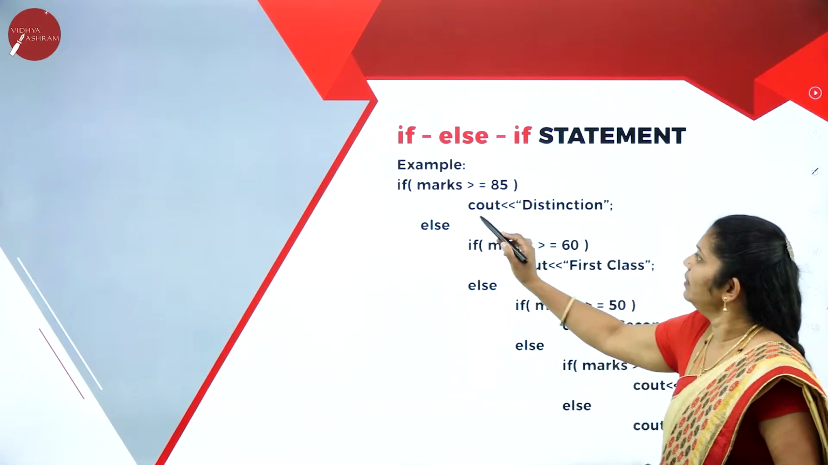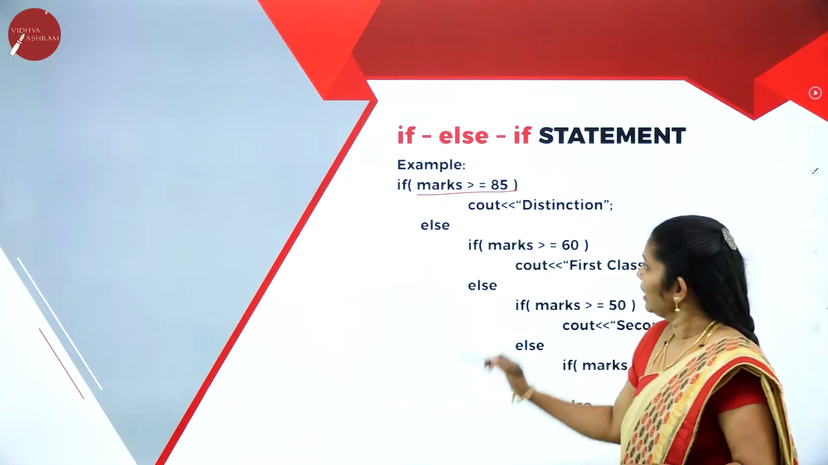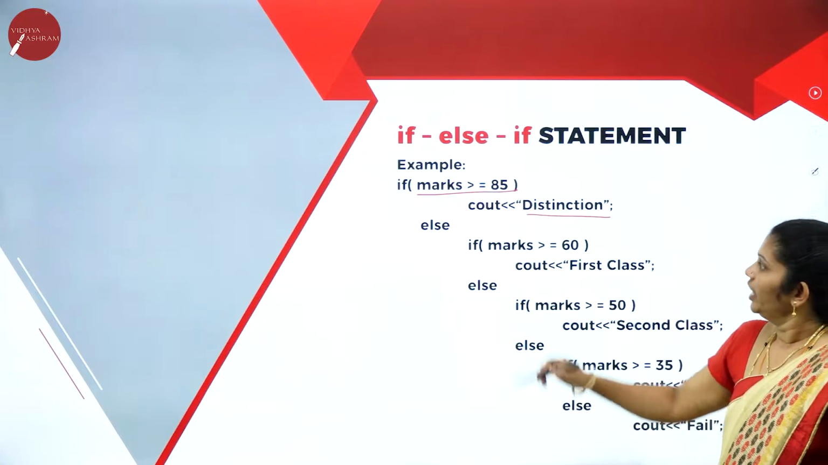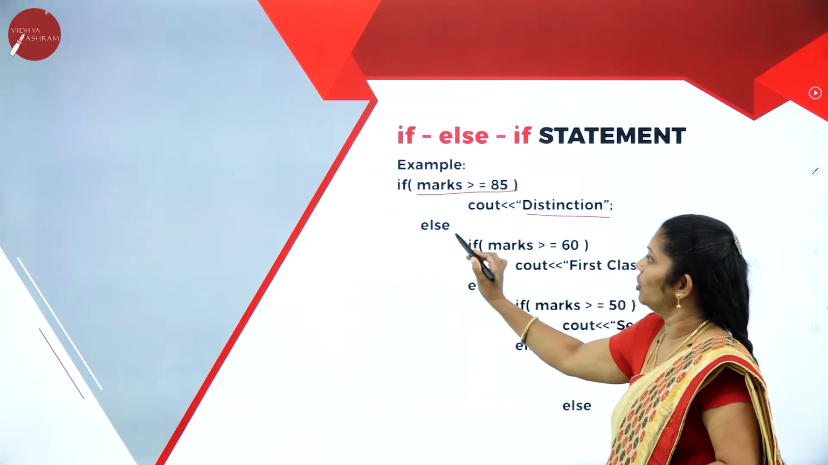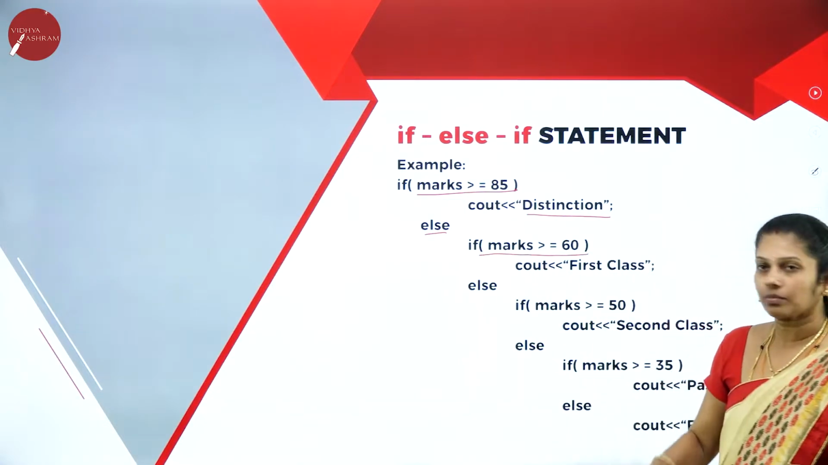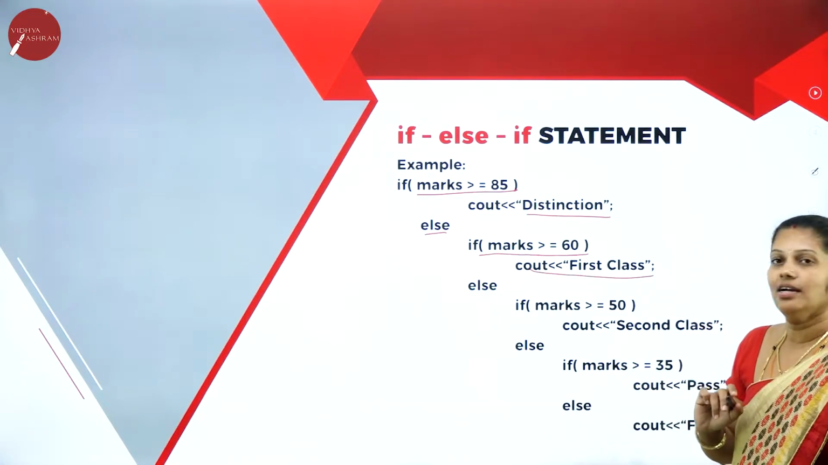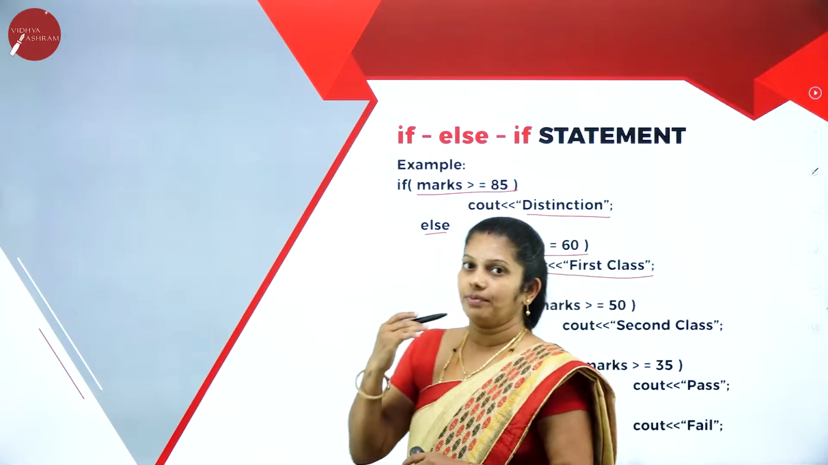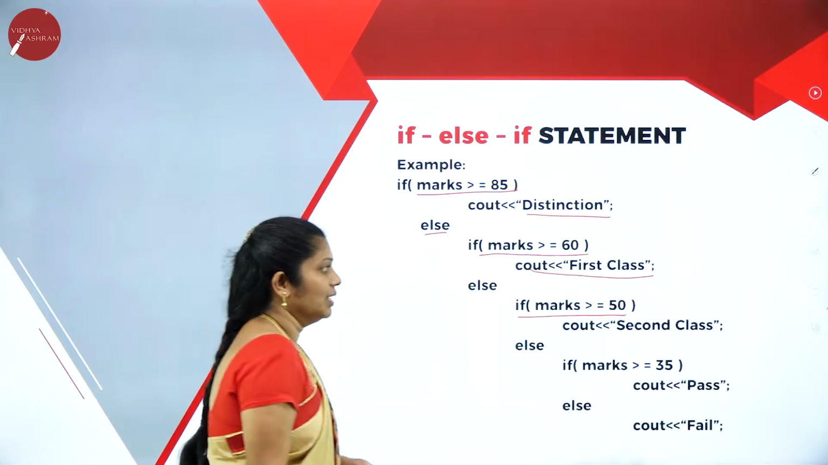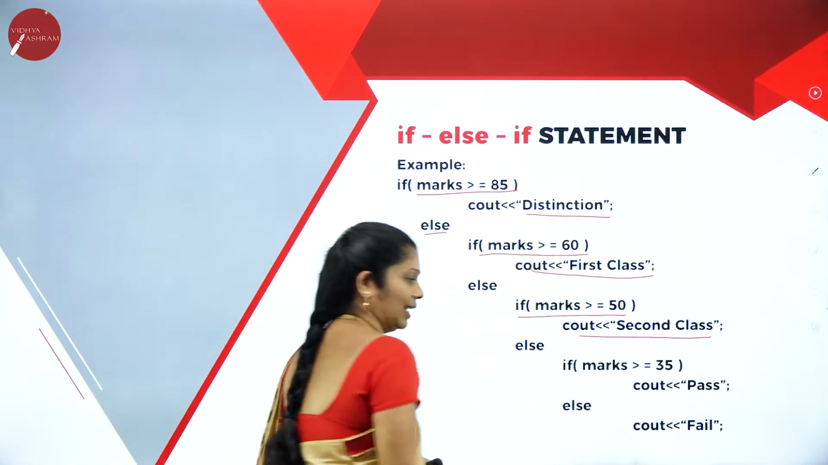Coming to an example, if marks is greater than or equals to 85, then it will display, that is cout, distinction. If this condition is not satisfied, it will come to the else part. There it checks for the next condition. If marks is greater than or equals to 60, then it will display first class. If marks is not greater than or equals to 60, then it will check for the next condition. That is, if marks is greater than or equals to 50, then it will display that it is a second class.